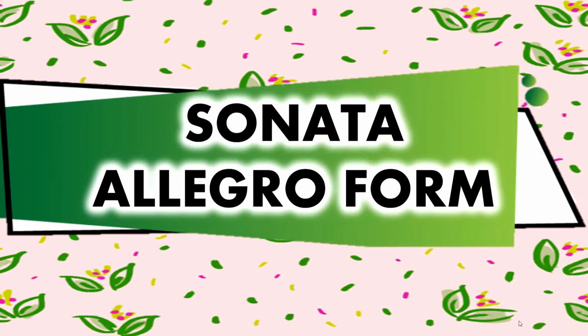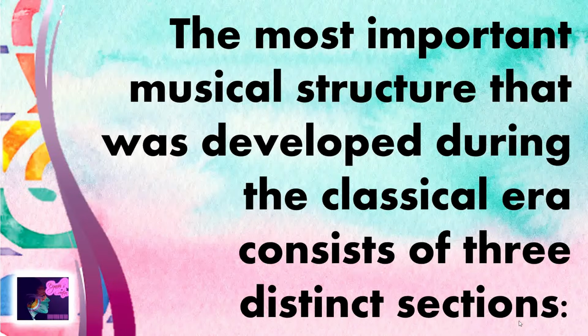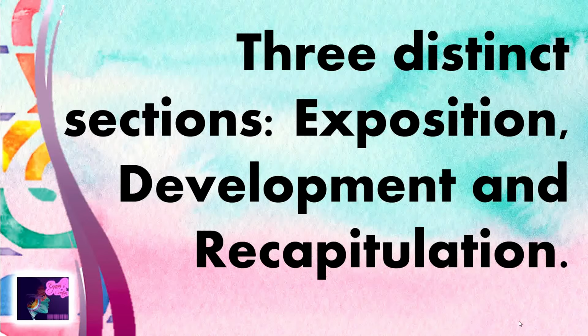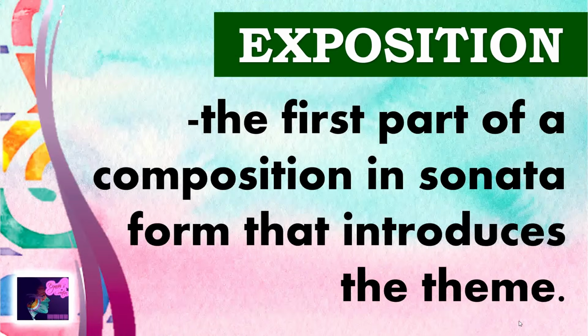Now, let's have the Sonata-allegro form. The most important musical structure that was developed during the classical era is none other than the Sonata-allegro form. Sonata-allegro form consists of 3 distinct sections, and these are the following: the exposition, the development, and the recapitulation. Let's now have the first one, which is the exposition. It's the first part of the composition in sonata form that introduces the theme.